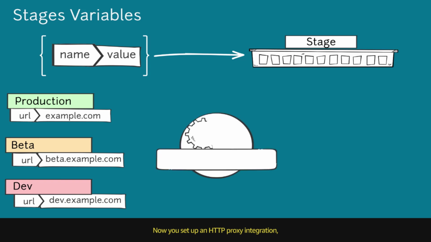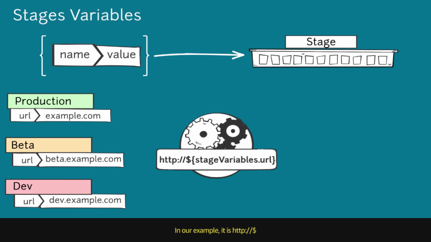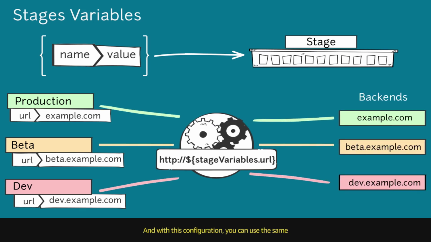Now we set up an HTTP proxy integration, and instead of entering directly the endpoint's URL, you can tell API Gateway to use the stage variable string value. In our example, it is http stage variables.url. This value tells API Gateway to substitute your stage variable at runtime. And with this configuration, you can use the same API setup with a different endpoint.